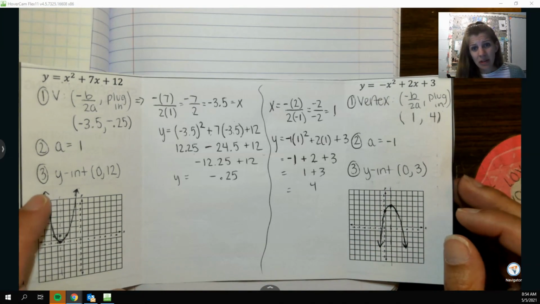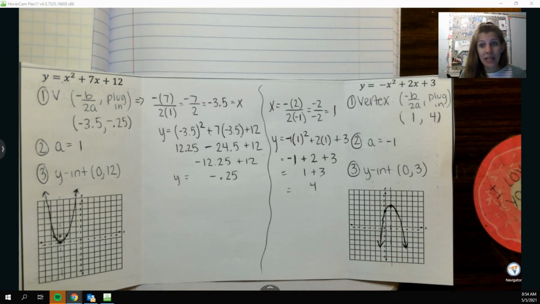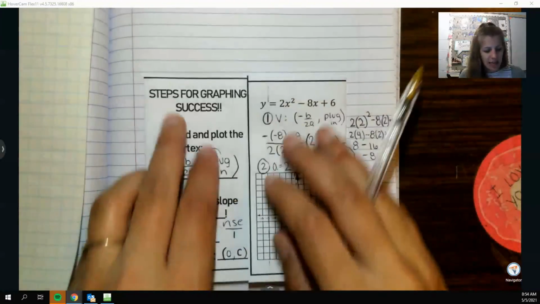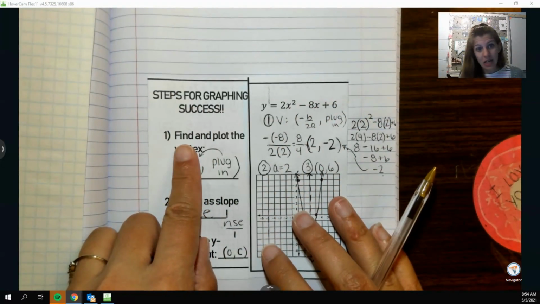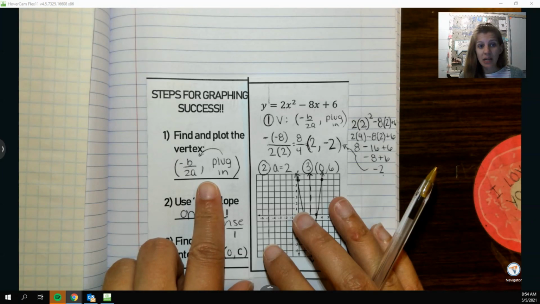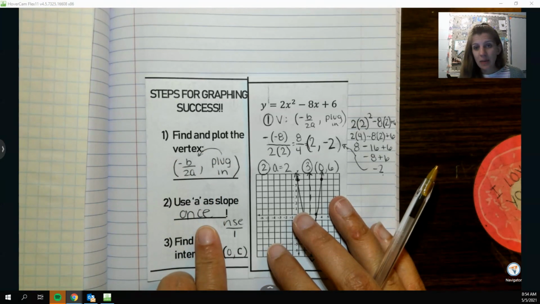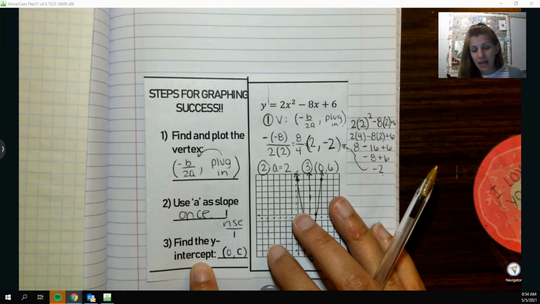And guys, I know this can be really frustrating because it seems like so many steps, but always have your notes out and follow them step by step so that you don't get lost. This thing on the outside right here tells us exactly what we got to do. We got to find and plot our vertex. We do have to do some math to get that. Then I use my slope. Then I do my y-intercept.